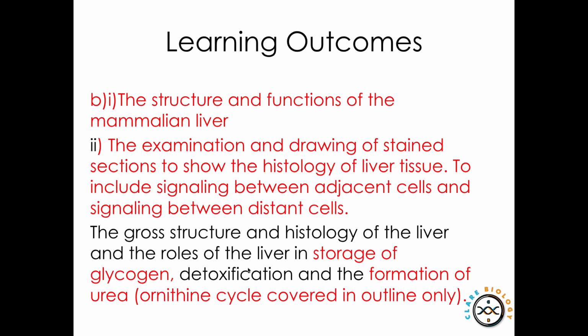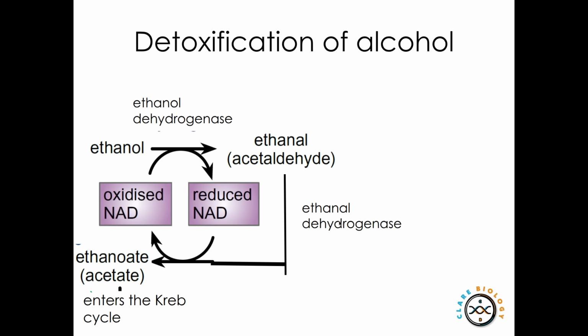The next thing we need to know about is detoxification, and the way that we look at this is detoxification of alcohol. The main alcohol present in the alcohol that is drunk is ethanol. Ethanol is converted into ethanal, so again this is all occurring in the hepatocytes of the liver. And the way that this conversion occurs is using this enzyme called ethanol dehydrogenase, which removes a hydrogen ion from the ethanol. This hydrogen ion is gained by NAD, which is a coenzyme. This coenzyme NAD gains the hydrogen ion to become reduced NAD.